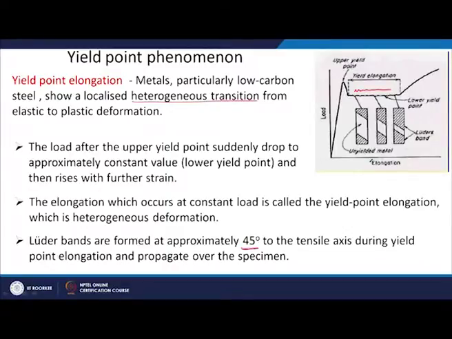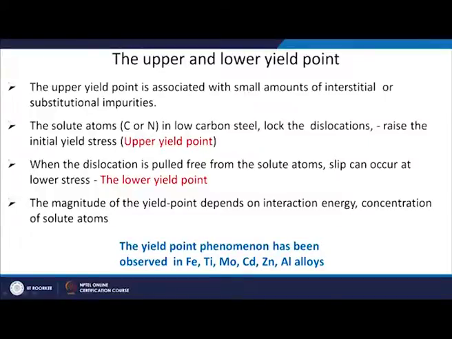Okay. And why 45 degree? Again, you have maximum shear stress acting in that direction to the principal stress, that is our tensile stress. Okay. And that is how the Luder band forms, and then it grows, and then it consumes the whole material. So, this is one way of yielding that takes place in plain carbon steel or low carbon steel. The upper yield point is associated with a small amount of interstitial or substitutional impurities.